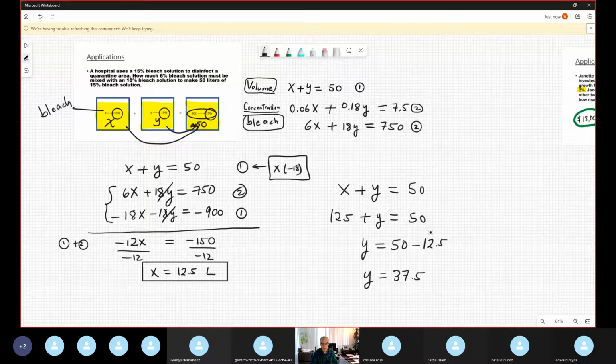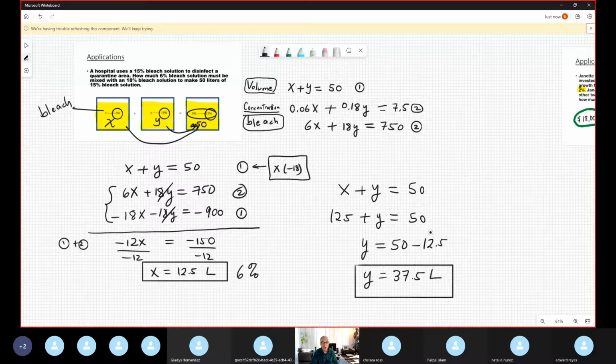Liters again. And this is the answer. So you mix 12.5 liters of the 6% concentration plus 37.5 liters of the 18% to get 50 liters. Does it make sense? Let me check it, double checking. 12.5 plus 37.5: 5 plus 7 is 12, carry that 1, 2 plus 3 is 5, plus 1 is 6, 1 plus 3 is 4, and 1 is 50 liters.